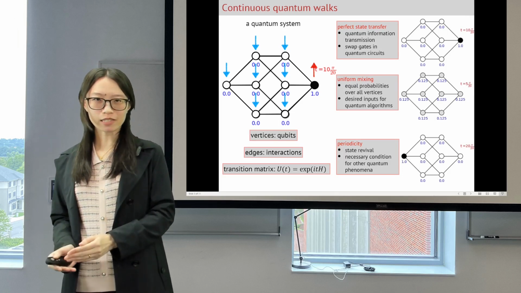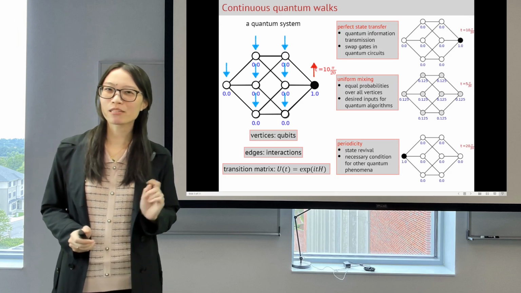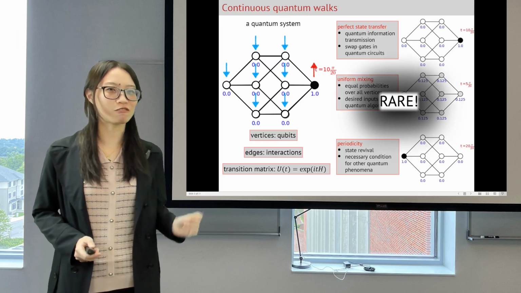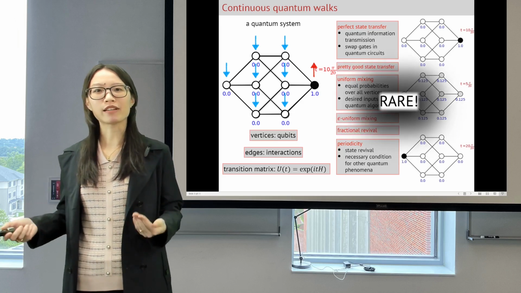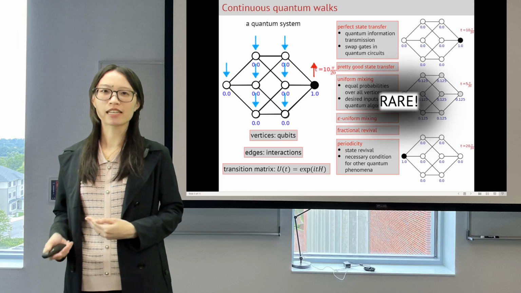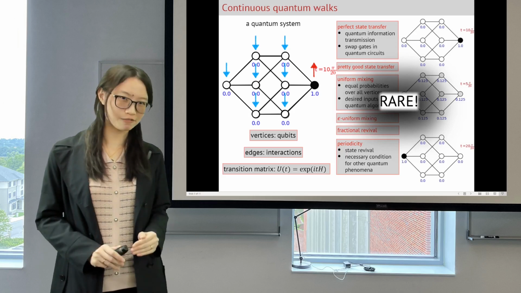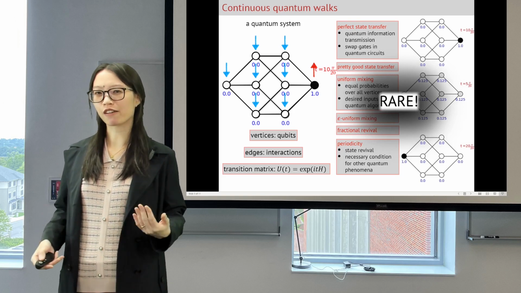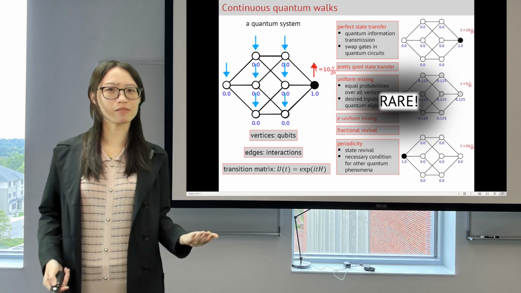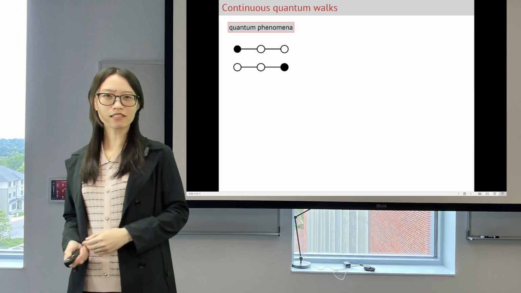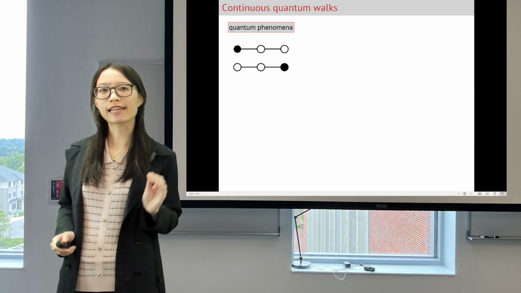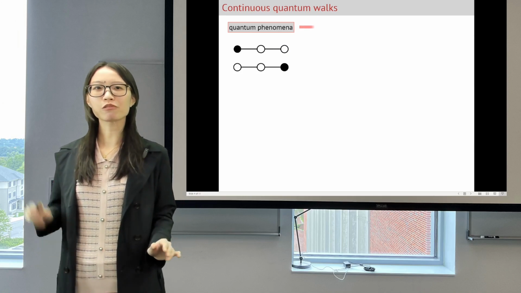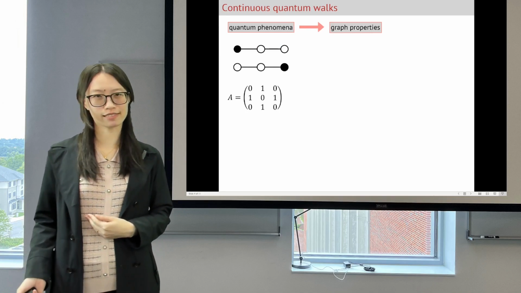So all of these phenomena are extremely useful, but the problem is they are very difficult to find. And even with some relaxations, these phenomena do not occur on most of the graphs. So the question is, how do we find out the graphs that do admit those phenomena? To answer that question, we will start by translating this quantum phenomenon into properties of graphs.